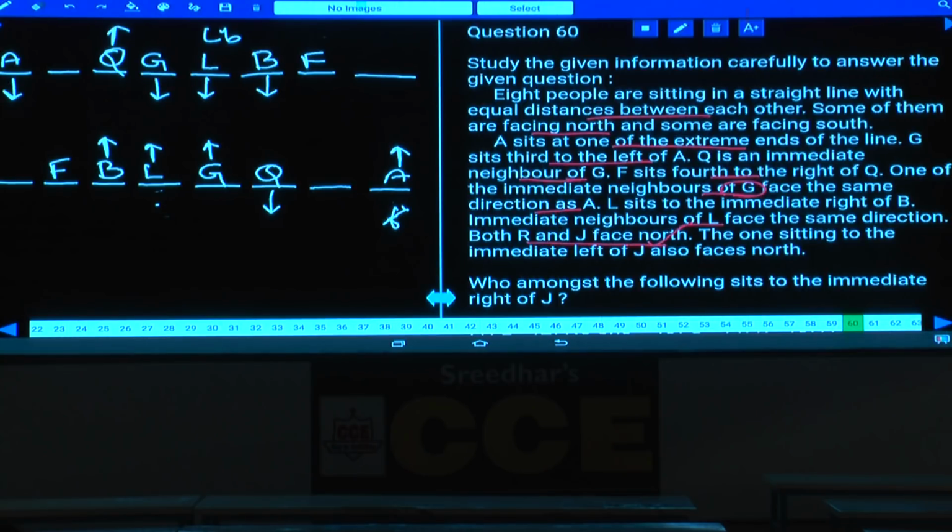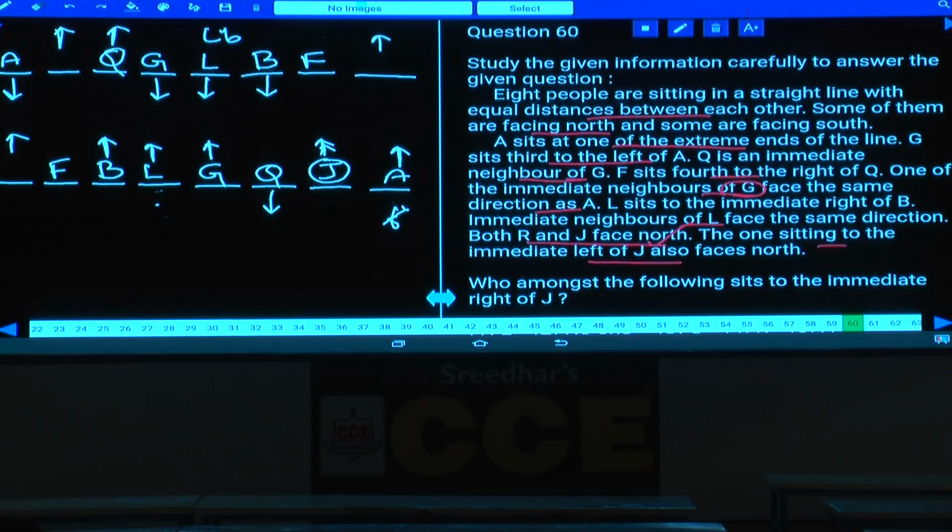Now R and J, these two persons, must be facing towards north. As both R and J are facing towards north, then the one seated to the immediate left of J faces north. Now the one who sits to the immediate left of J. If J is here, J can be either at this place or at this place. If J is here, this J is facing north.